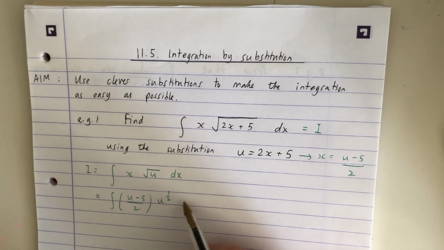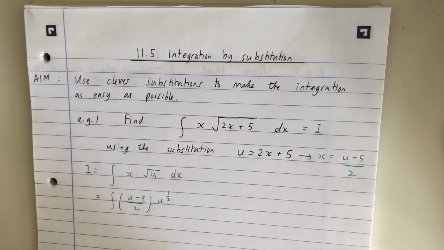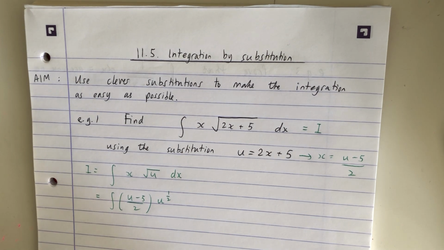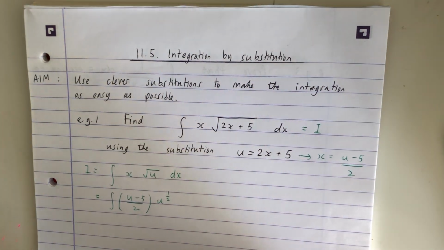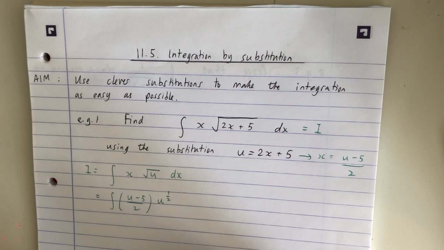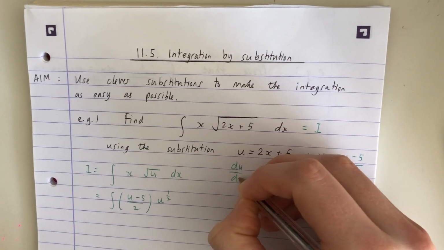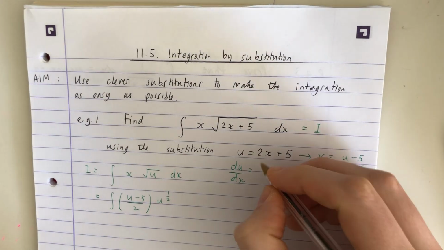Now the problem is, I'd still be integrating with respect to x, but I want to integrate with respect to u. So how can you replace the dx with a du? And there's a trick to this. You take your substitution. How can you get some dx's and du's in this substitution? It would be if you differentiated. So I can do du by dx. So this differentiate with respect to x, you just go to 2.